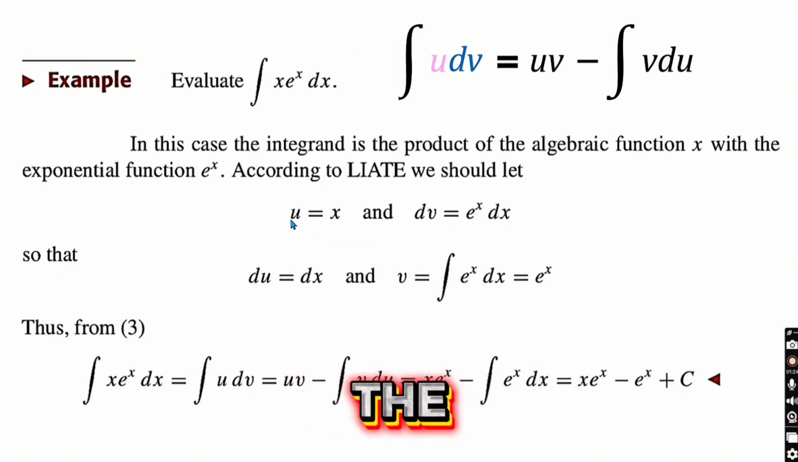So let's find the derivative. So du over dx is equal to the derivative of x, which is 1. So this is the same as du is equal to dx. And this one we will integrate so that we can have the v only. So we have the indefinite integral of the Euler's number raised to the power of x with respect to x. And the antiderivative of this is still the same, e raised to the power of x.